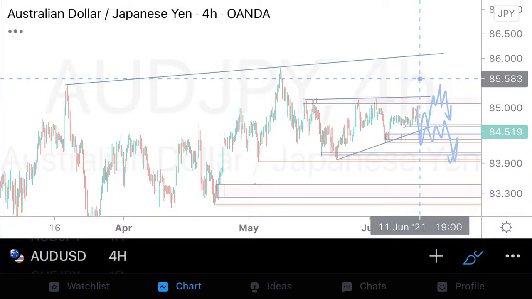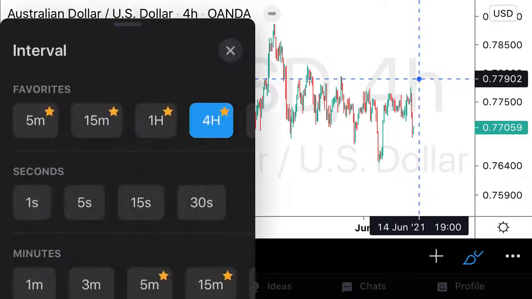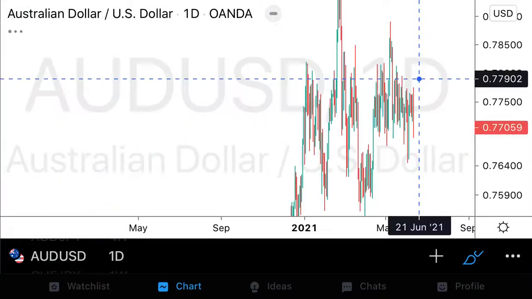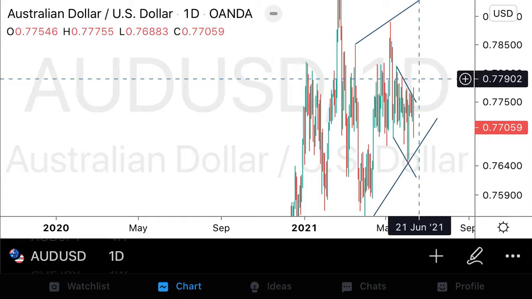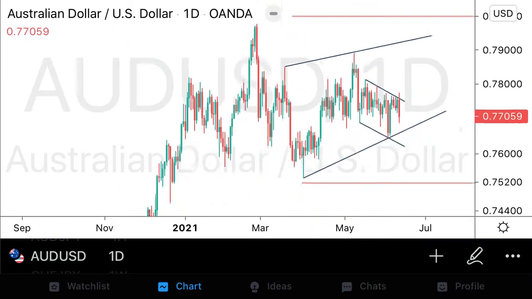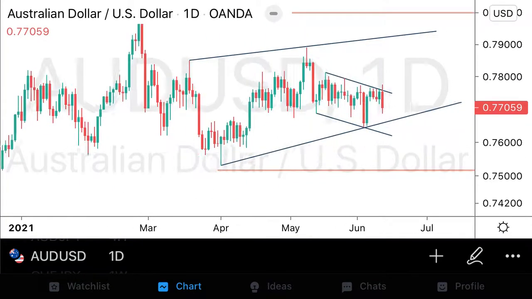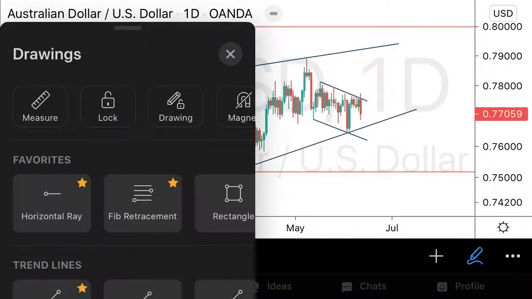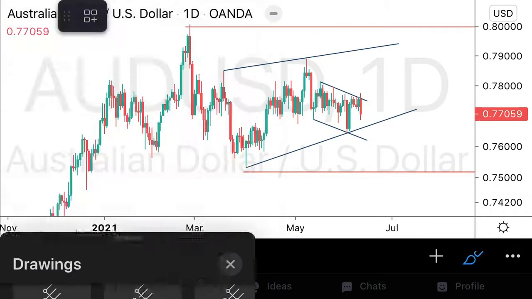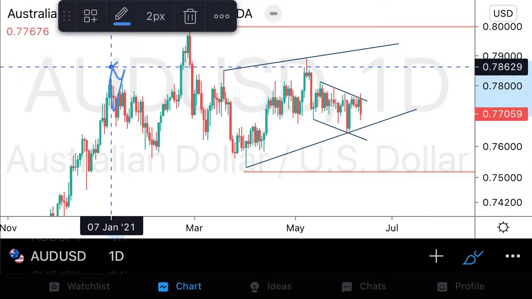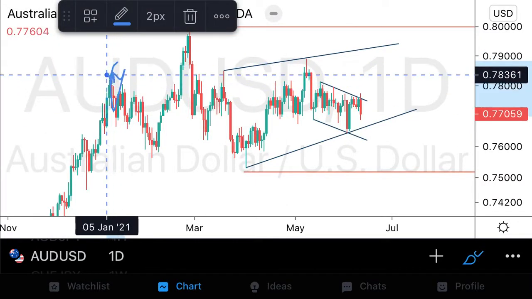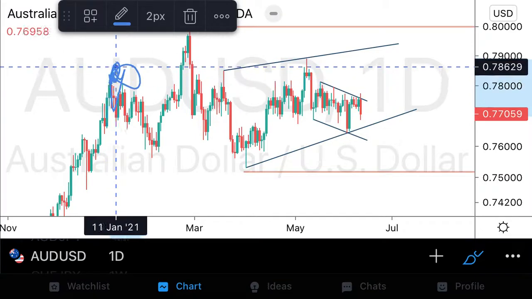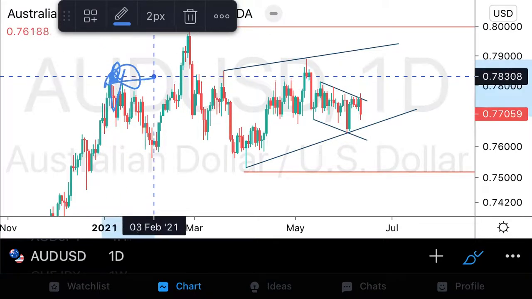We'll go on to Aussie dollar. Now for this pair, I am going to need to go on to the daily because we're going to be exercising a lot of patience on this pair, because we have been in a very, very corrective market for a very long time on AUDUSD. If we go back, we can see that our corrective structure started around the 5th of January at the beginning of this year.